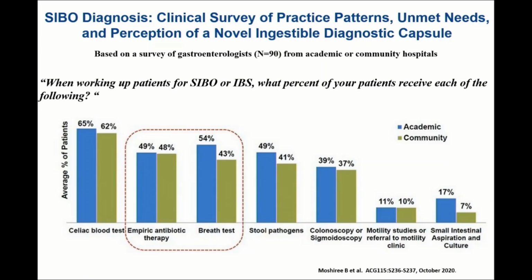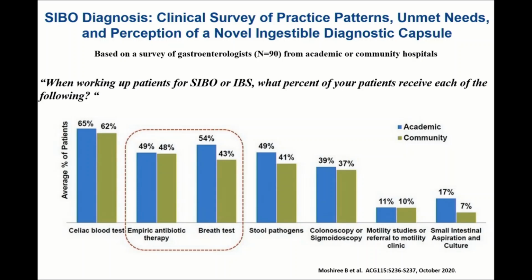So this was a very interesting study that looked at a clinical survey of practice patterns, unmet needs, and perception of a novel ingestible diagnostic capsule, where they sent a questionnaire to 90 gastroenterologists in academic and community hospitals, asking, among other questions, this one specific question: when working up patients for SIBO or IBS, what percent of your patients receive each of the following? What do we do in our daily practice?